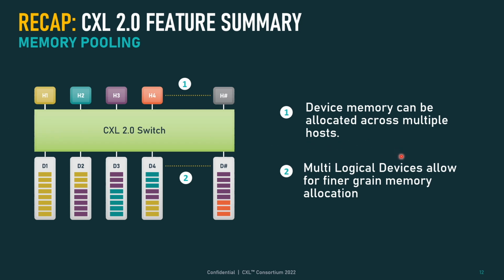And for this to work, CXL 2.0 defined this concept of a multi-logical device, which allowed for fine-grained memory allocation. The thing to note over here is that memory pooling allows us to slice and dice memory and then allocate that memory to a given host at a given time. That means a single slice can only be assigned to one host at any given time, max. It cannot be assigned to more than one host.